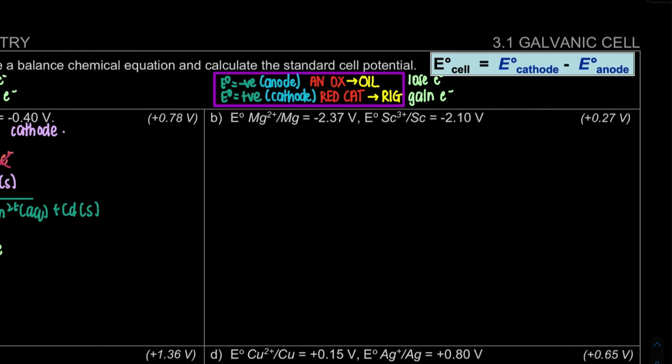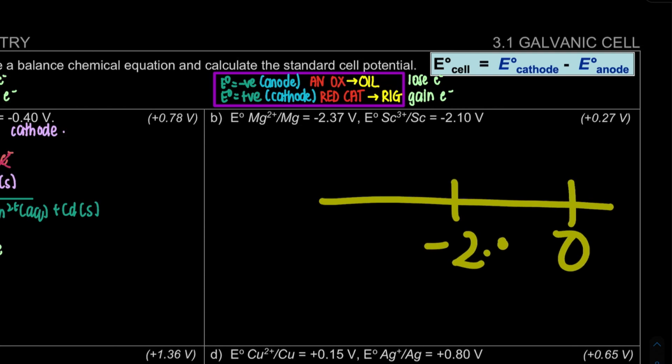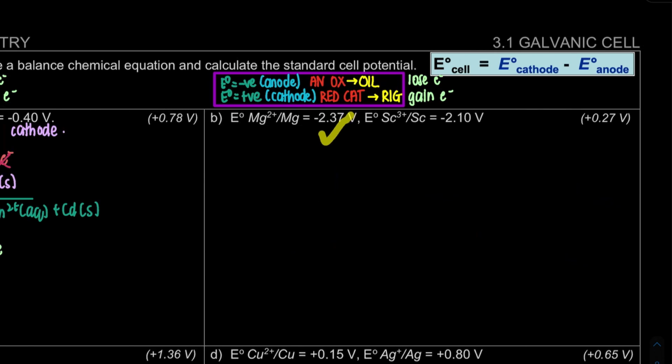So again, before we write the balanced chemical equation and calculate the E0 cell value, what we're going to do is determine which one is anode, which one is cathode. Again, more negative, remember, negative is anode. Anode, N. Okay, so these two are both negative. Which one is further from 0? This one is negative 2.10, this one is negative 2.37. So here it means that this one will be our anode, this one will be our cathode, since negative 2.10 is nearer to 0.